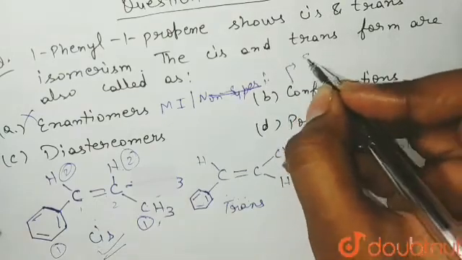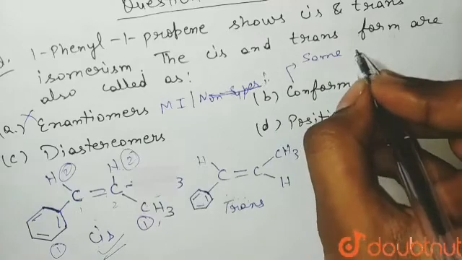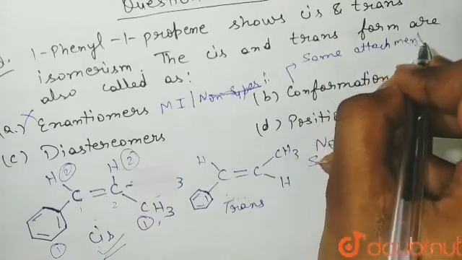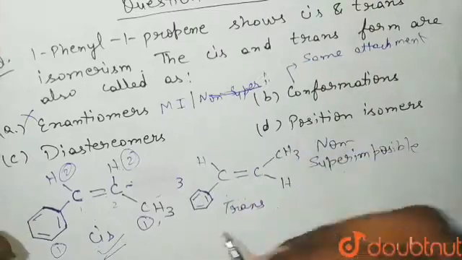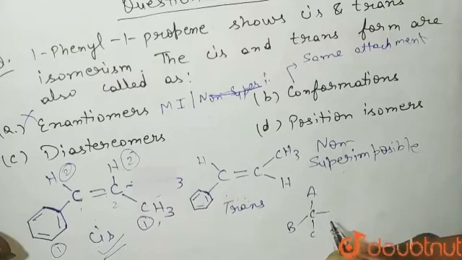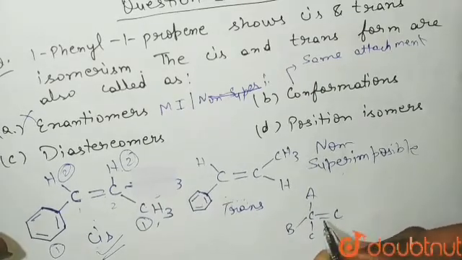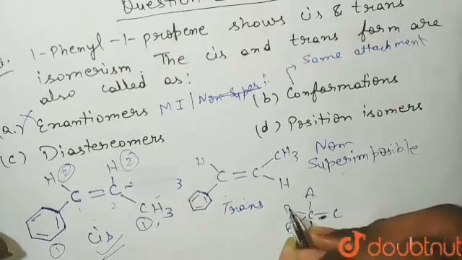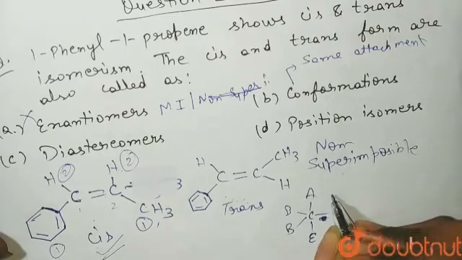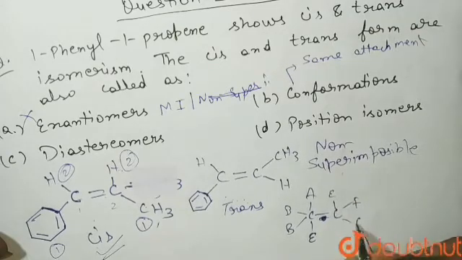Conformations are the compounds which have the same attachment, or you can say the same bonding. That means carbon is attached to this, and the bonding is the same. If I say this carbon is A, B, C, and then this carbon is there, like this. This is a single bond. And E, F, G, like this.